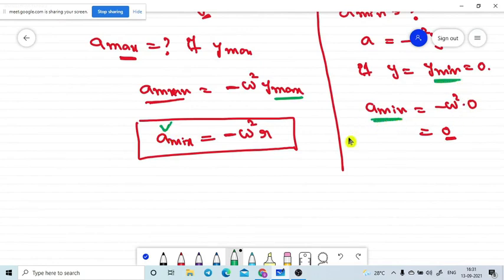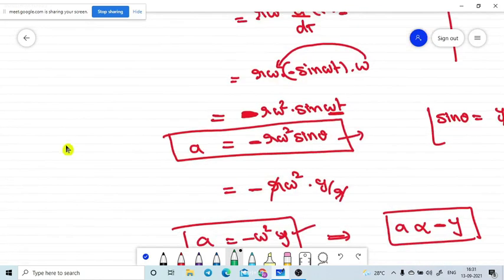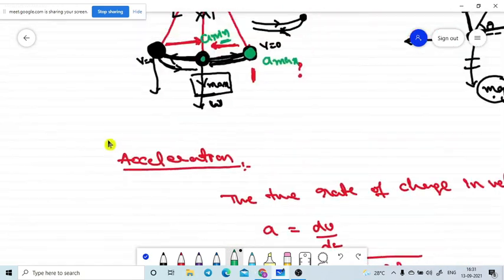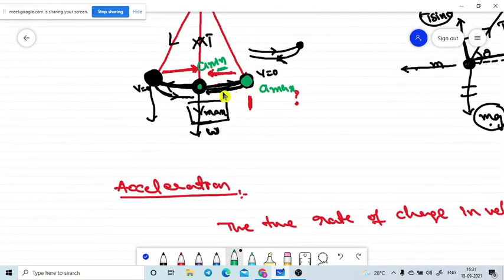Maximum displacement point means the particle has moved from its mean position to the maximum distance. It is the maximum distance point only. This is the a maximum point. Minimum displacement point means the particle does not have any displacement from its mean position, that means the particle is at the mean position only. This is the a minimum point. This is the a maximum point. This is simple.